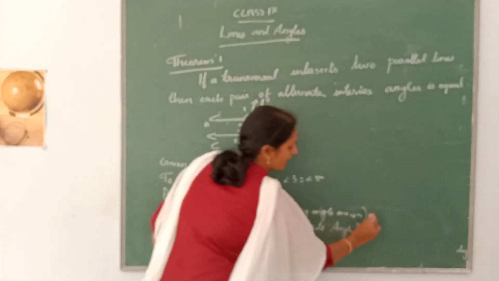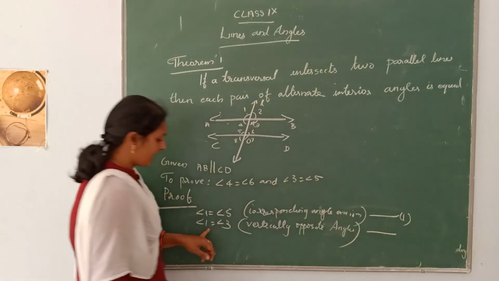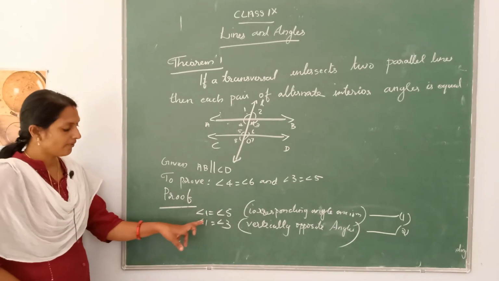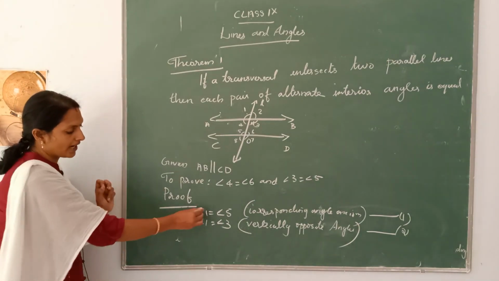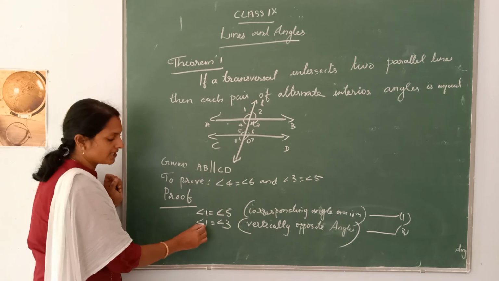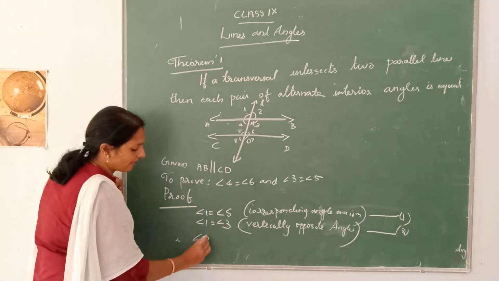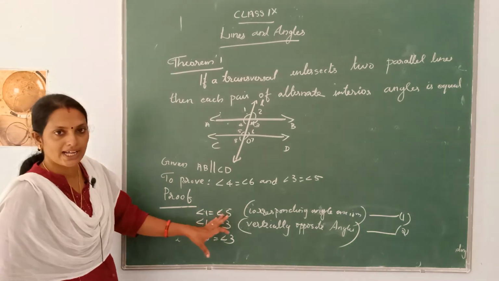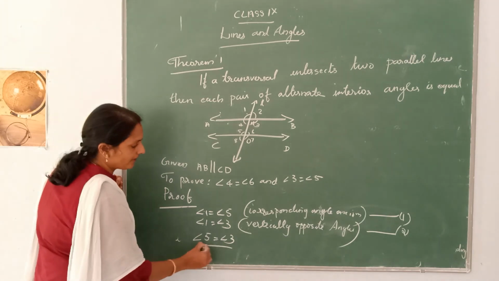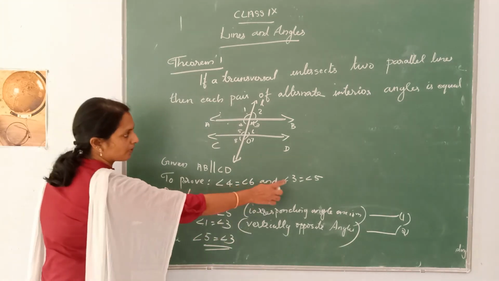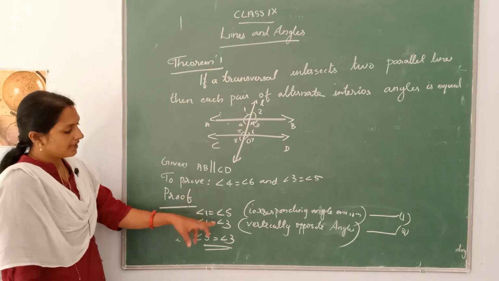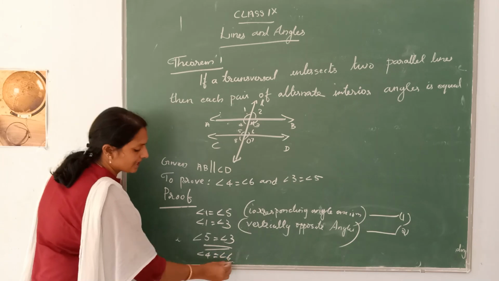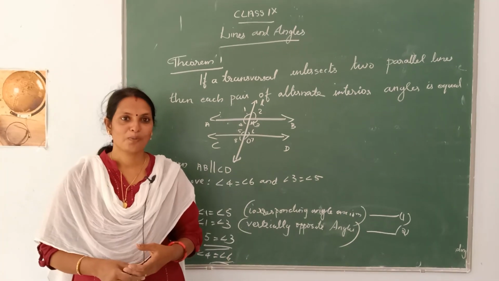Angle 1 is equal to angle 5, consider this equation 1, and angle 1 is equal to angle 3, that is equation 2. From equations 1 and 2, angle 1 is equal to angle 5 and angle 1 is equal to angle 3. Therefore we can write angle 5 is equal to angle 3. Similarly we can prove that angle 4 is equal to angle 6. Thus the proof. Hope you understood. Thank you.